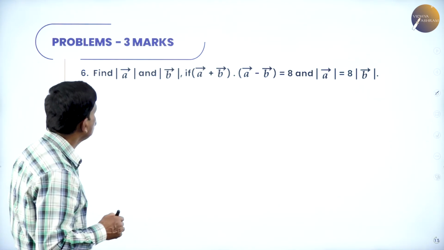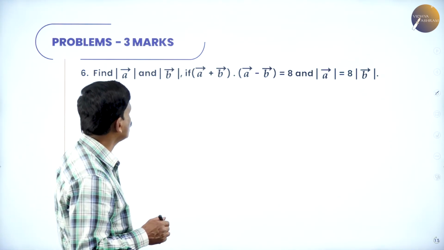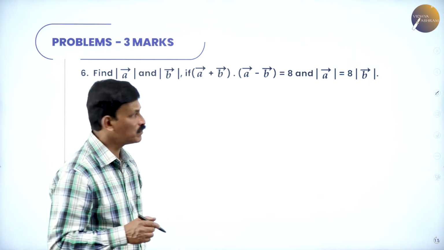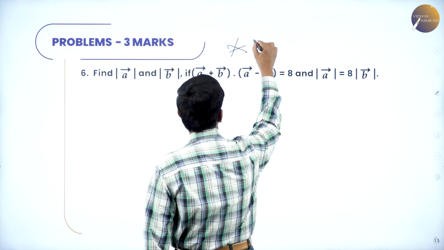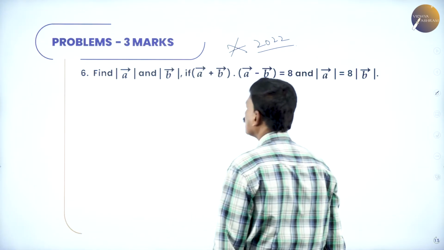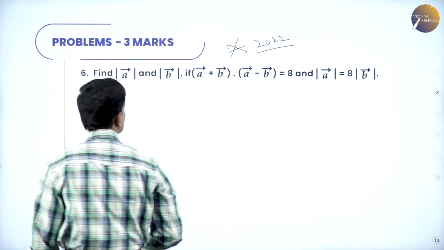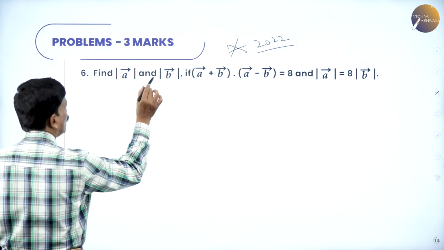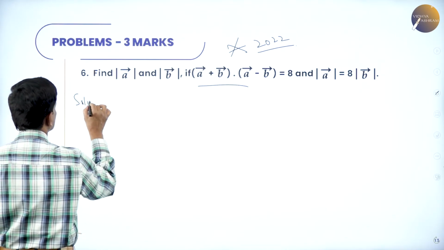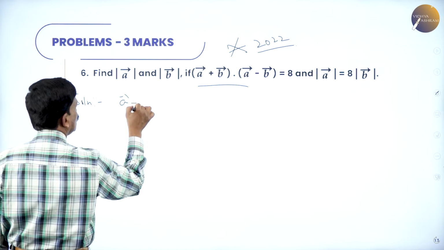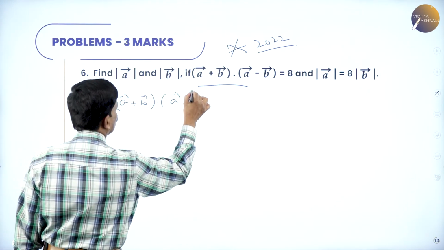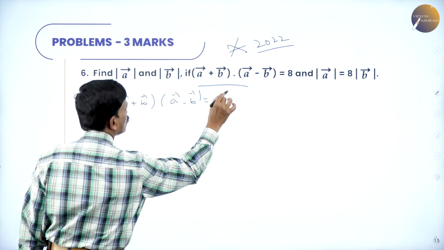Find a and b if (vector a plus b) dot (a minus b) is equal to 8 and the length of a is equal to 8 times the length of vector b. So, this is also an important problem for the 2022 examination. Now, what is given? Just find a and b if this is equal to 8. Given: vector a plus b dot vector a minus b is equal to 8.